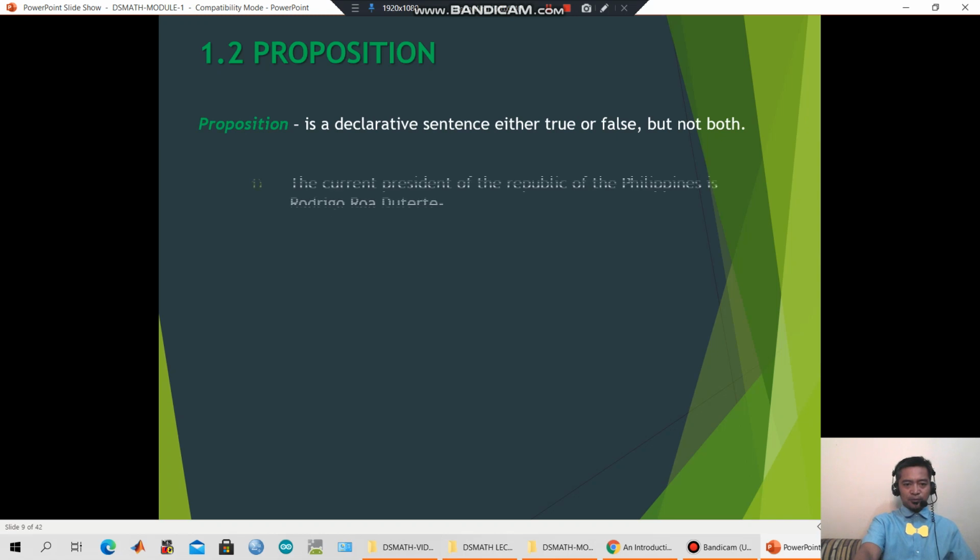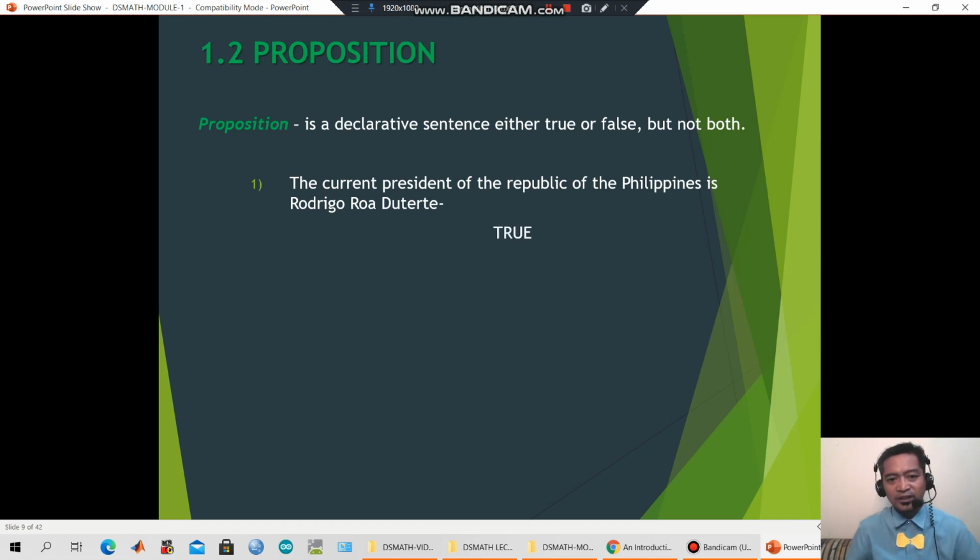For example of a proposition or mathematical statement, meron tayo dito: The current president of the Republic of the Philippines is Rodrigo Roa Duterte. Walang iba, siya lang ang current president natin. Hindi pa ako nakarinig ng dalawang presidente natin. So, it's declaring, so it's a proposition giving us information, reminding us that our current president is Rodrigo Roa Duterte. And its truth value is, of course, yes, it's true, right? Wala nang iba, kasi siya naman ang current. Today is 2020.